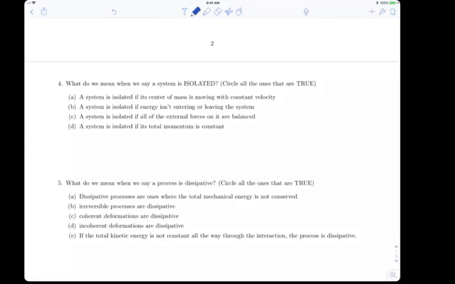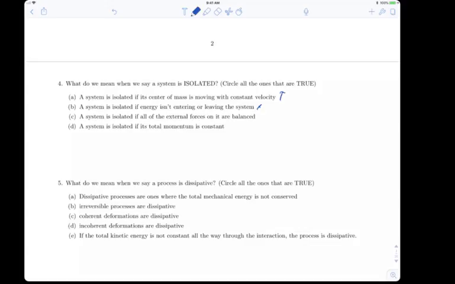What do we mean when we say a system's isolated? It's isolated if its center of mass is moving with constant velocity. That's true. It's isolated if energy isn't entering or leaving the system. No, that's closed systems. A system is isolated if all the external forces on it are balanced.